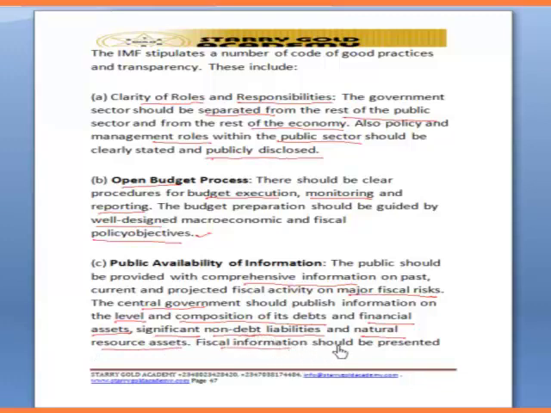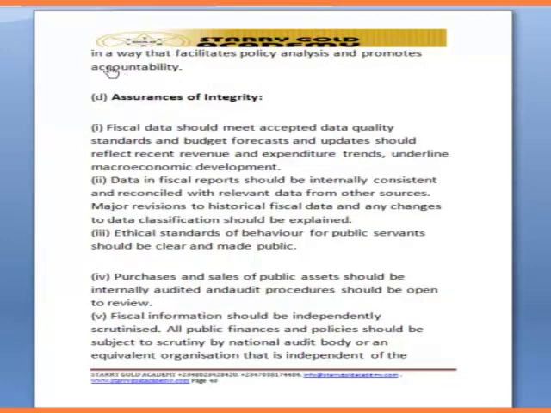Fiscal information should be presented in a way that facilitates policy analysis and promotes accountability.